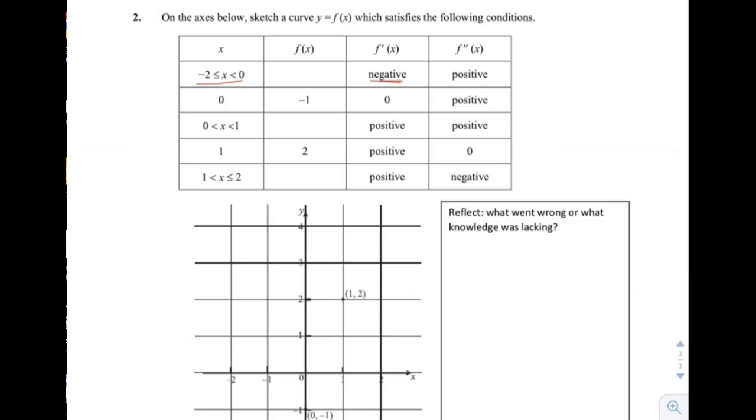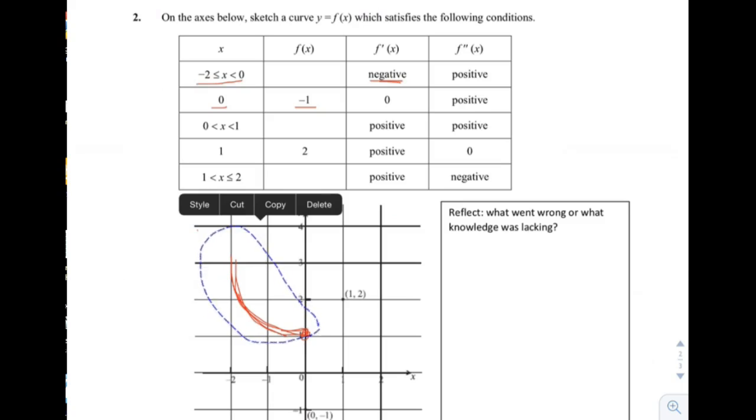So it would have to be something like this. Okay, so this is concave up, but the slope is negative, right? What about the next point? It says x equals 0, f of x equals -1. Oh, they're giving us a point here. It goes through this point here. Okay, so we drew our curve in the wrong place, so we'll adjust it there.